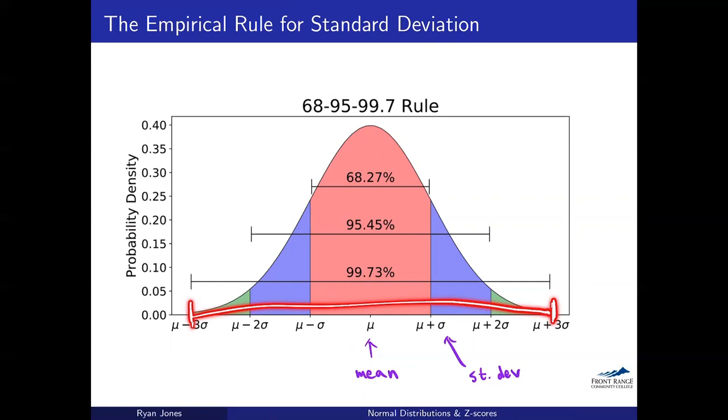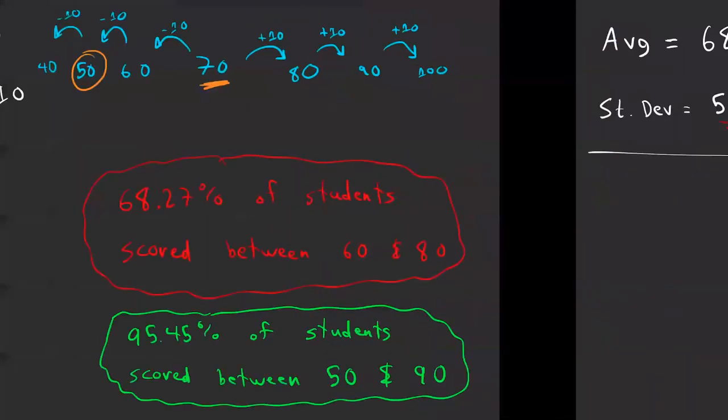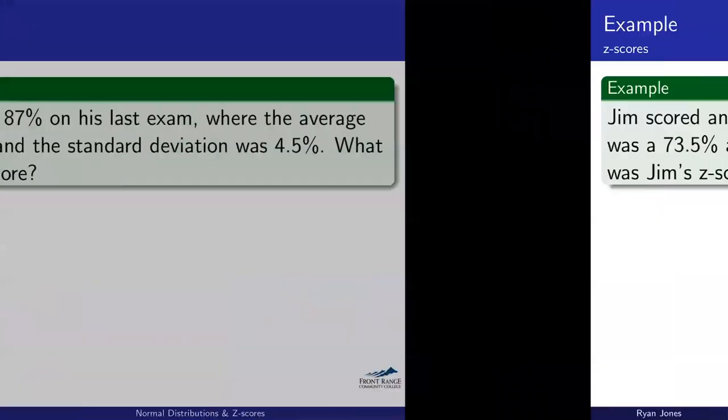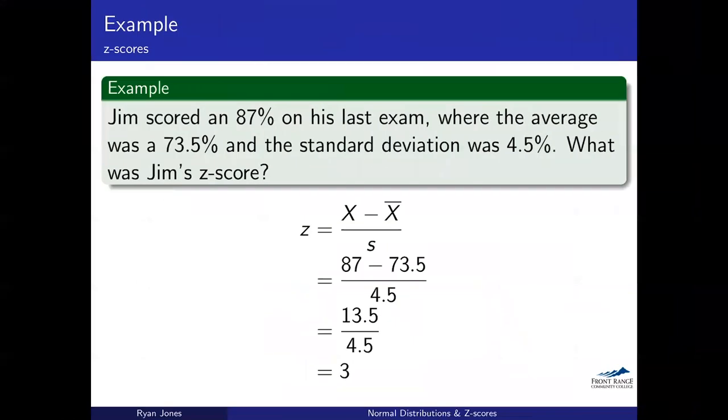So if someone scores 3 standard deviations higher than the average, that's really tough to do. It means that they are outside of this 99.73%. That means that they're in a class of 0.27% of people that scored higher than or lower than 3 standard deviations. So they either did really good or really, really bad. So 3 standard deviations is tough to do. Jim did it here.